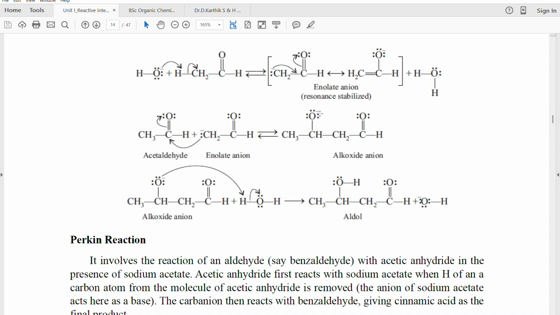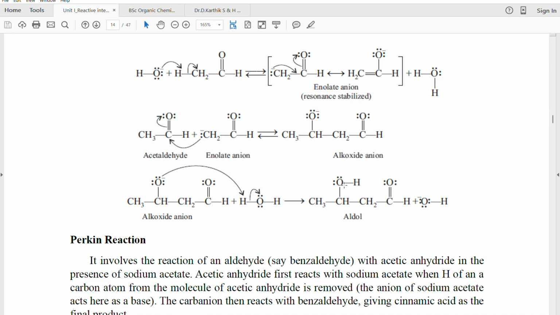So now the formed anion, that is the alkoxide anion O-, will abstract a proton from the water which was removed from the start of the reaction. From the water it will abstract one proton, and then the hydroxide ion is regenerated, not alkoxide, hydroxide ion is regenerated.